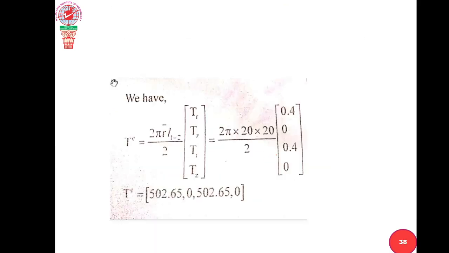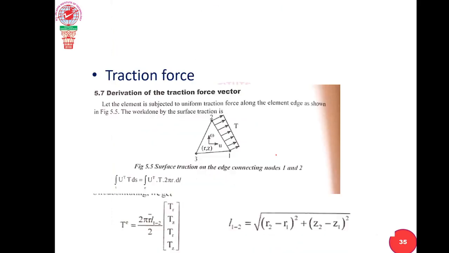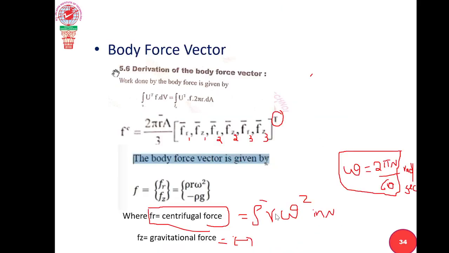Next, you can write R bar. Please all of you write this: rho into R bar into omega square. Where R bar equals R1 plus R2 plus R3 divided by 3. R bar is the radius of the centroid, in meter or mm, whatever it may be.